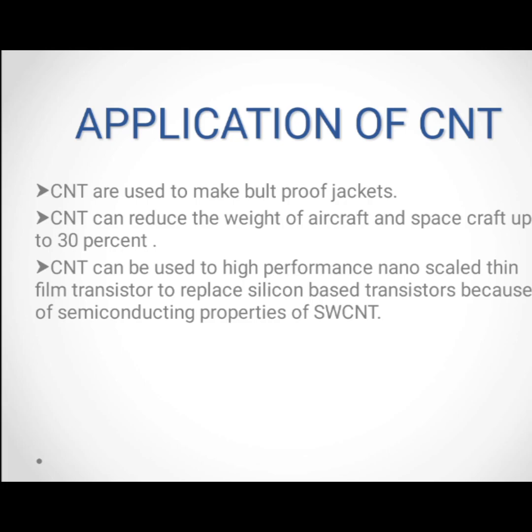Applications: carbon nanotube are used to make bulletproof jackets. Carbon nanotube can reduce the weight of aircraft and spacecraft up to 30%. First, they are lighter weight, and we have already discussed that they can absorb 20 times more heat, so we can use it in spacecraft. Carbon nanotube can be used in high performance nanoscale thin film transistors to replace silicon based transistors because of semiconducting properties.